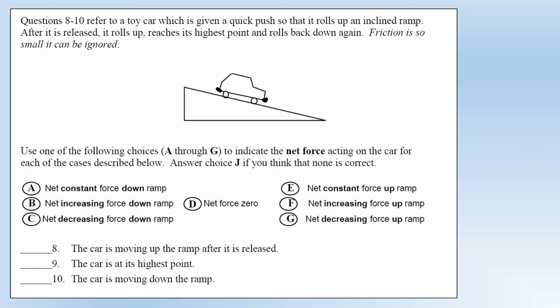So we've got a toy car. It's given a quick push, so it rolls up an inclined ramp, and we're going to be considering it after it's been released. So we're not applying a force anymore, and it reaches the highest point and rolls back down again, and friction is so small we're going to ignore it. So we've got a selection of statements about the net or the resultant force. And we've got 3 scenarios, so pause the video now and select your answer to 8, 9 and 10, and then we will review this question.